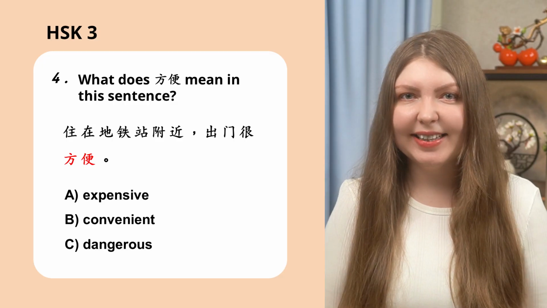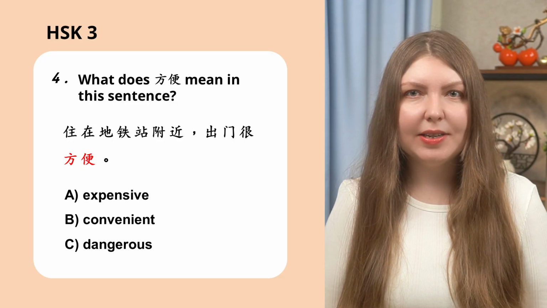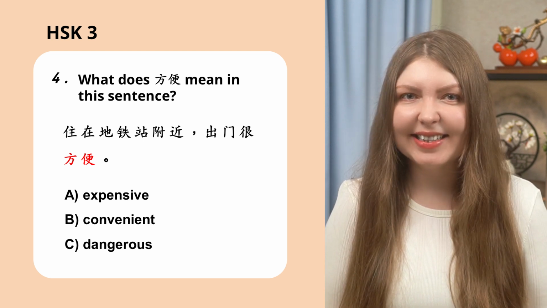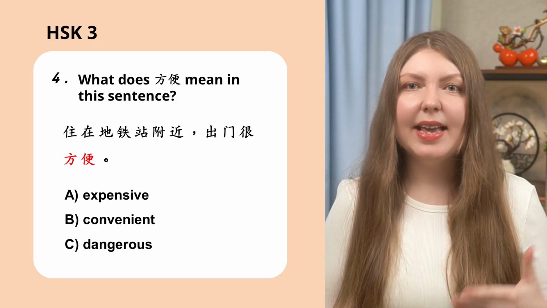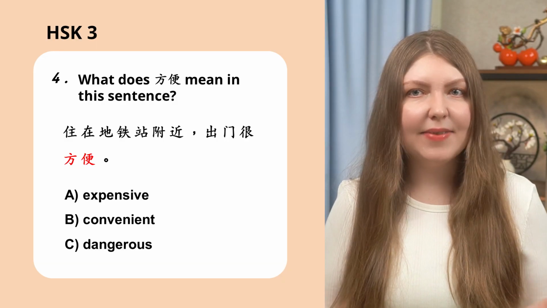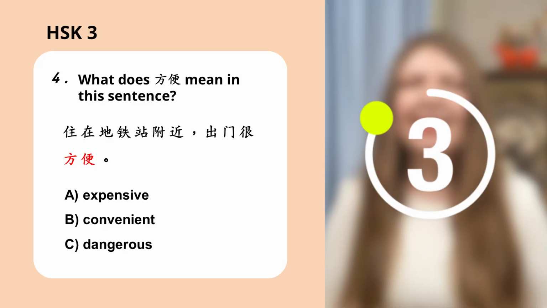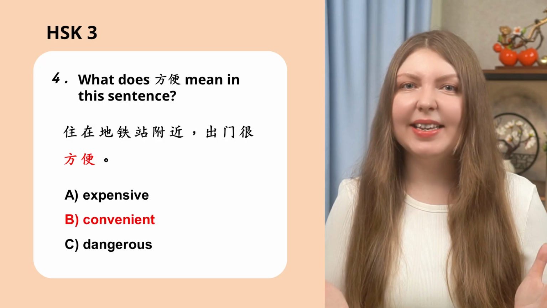Here is the first sentence. 住在地铁站附近，出门很方便. What does 方便 mean in this sentence? Does it mean A, expensive, B, convenient, or C, dangerous? Think about it. Alright, the correct answer is B, convenient.